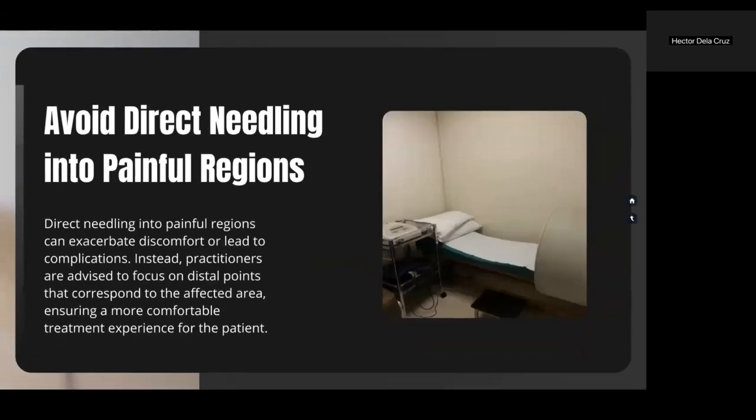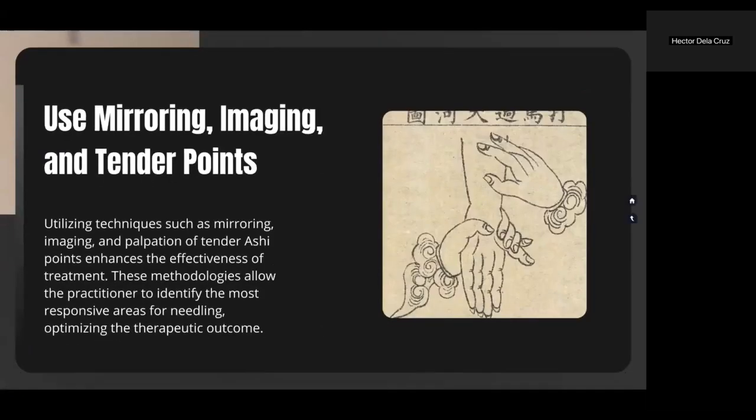Direct needling into painful regions can exacerbate discomfort or lead to complications. Instead, practitioners are advised to focus on distal points that correspond to the affected area, ensuring a more comfortable treatment experience for the patient. Utilizing techniques such as mirroring, imaging, and palpation of tender ashi points enhances the effectiveness of treatment. These methodologies allow the practitioner to identify the most responsive areas for needling, optimizing the therapeutic outcome.